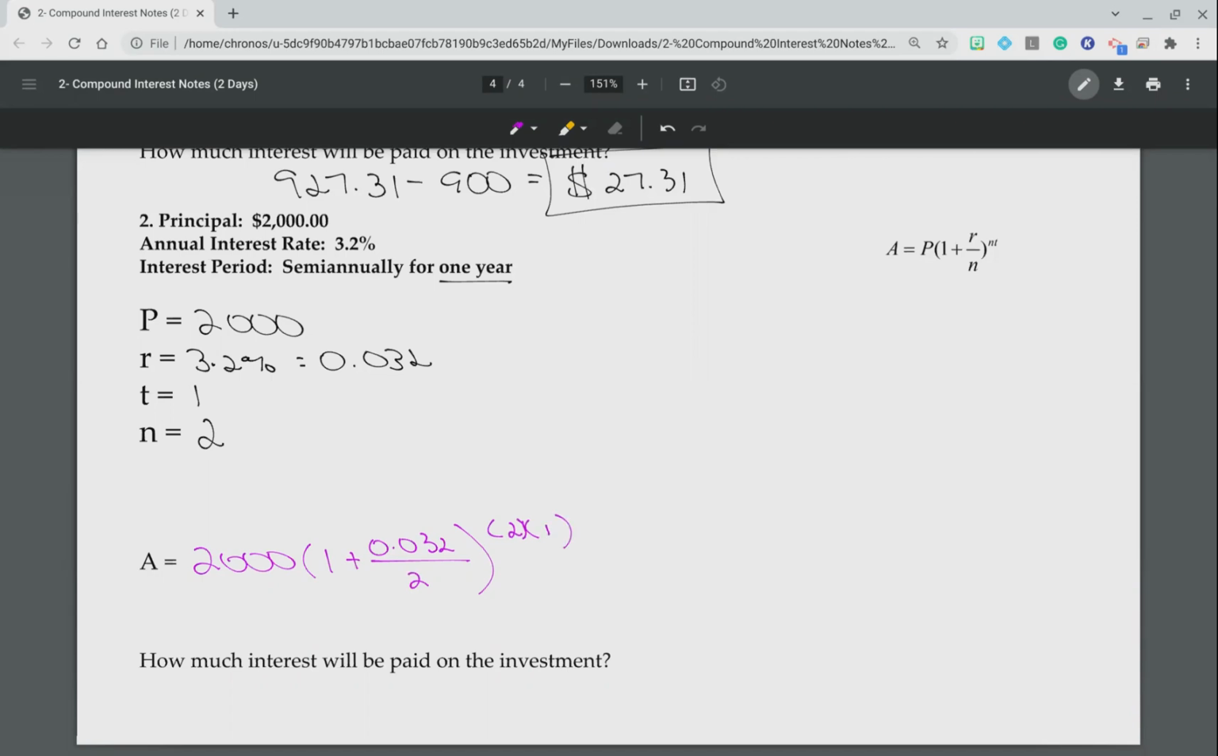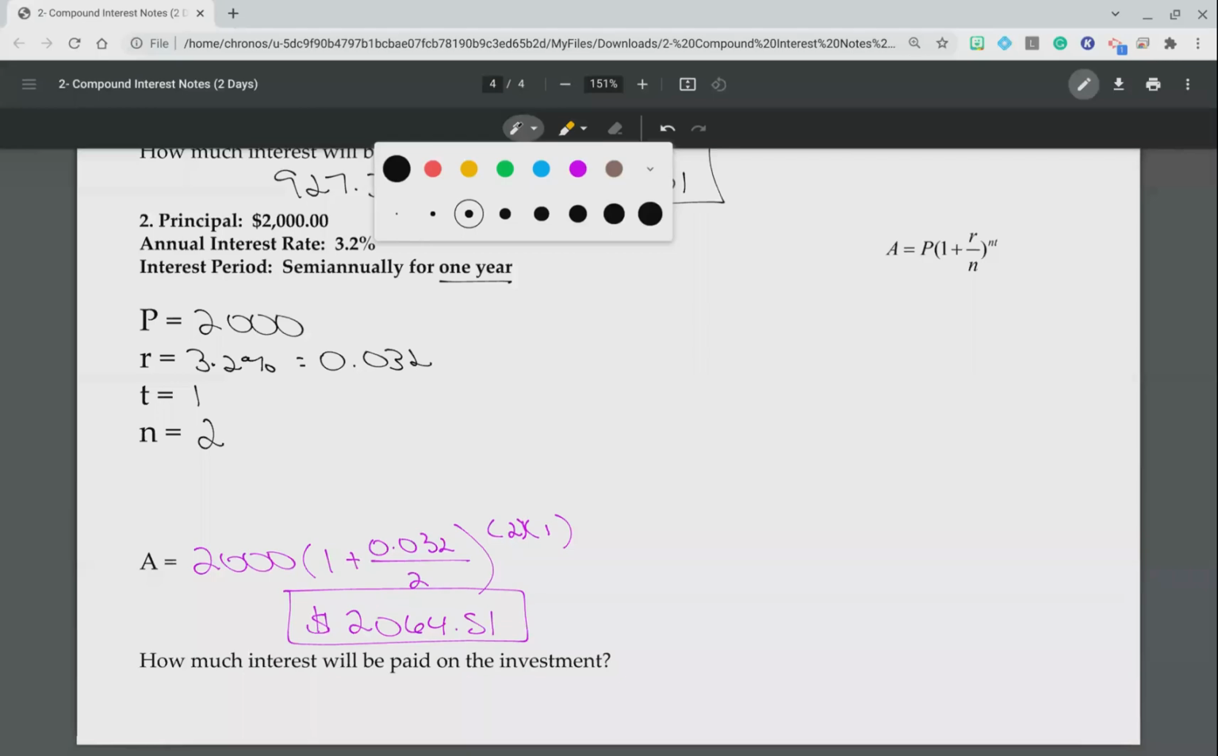Type that in our calculator. Follow along and make sure you're typing it in as well. And I got $2,064.51.